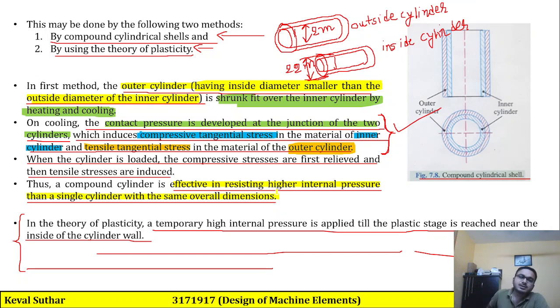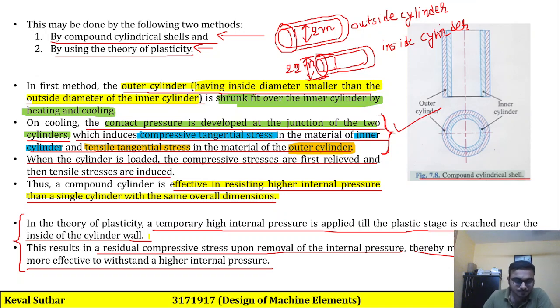Now the theory of plasticity says that a temporary high internal pressure is applied till the plastic stage is reached near the inside of the cylindrical wall. This gives residual compressive stress on removal of the internal pressure, thereby making the cylinder more effective to withstand higher internal pressure. This portion is not that important because it is not part of your derivation. It is just for the sake of information only.